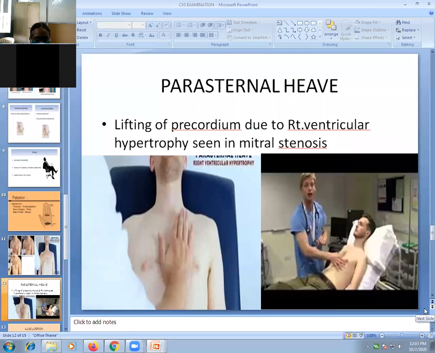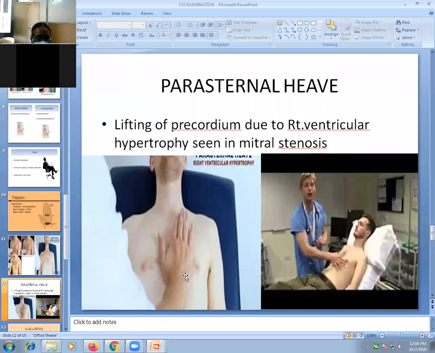Now about parasternal heave. In palpation, the apical impulse, thrill, and third point is the parasternal heave. What is this parasternal heave? It is the lifting of the precordium, which lifts your hand, due to right ventricular hypertrophy, and it is classically seen in patients of mitral stenosis.